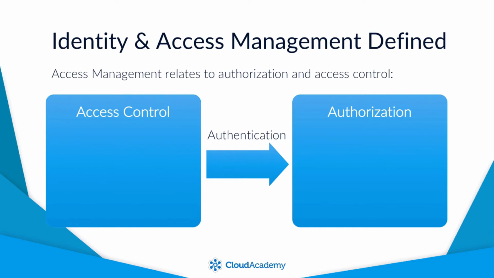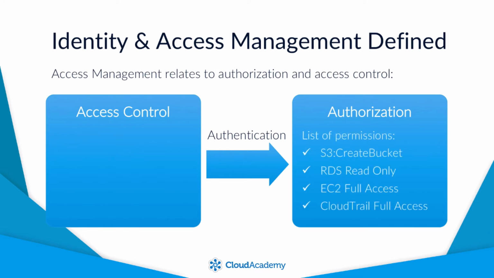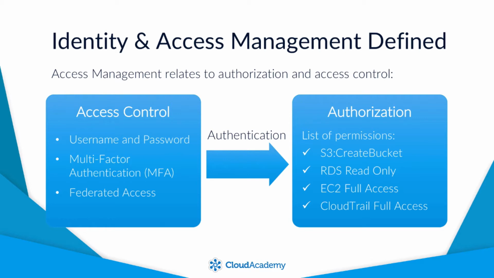The second part, access management, relates to authorization and access control. Authorization determines what an identity can access within your AWS account once it's been authenticated to it. An example of this authorization would be the identity's list of permissions to access specific AWS resources. Access control can be classed as a mechanism of accessing a secured resource. For example, username and password, multi-factor authentication, MFA, or federated access. MFA and federated access will all be explained in greater detail as we go through the rest of this course.